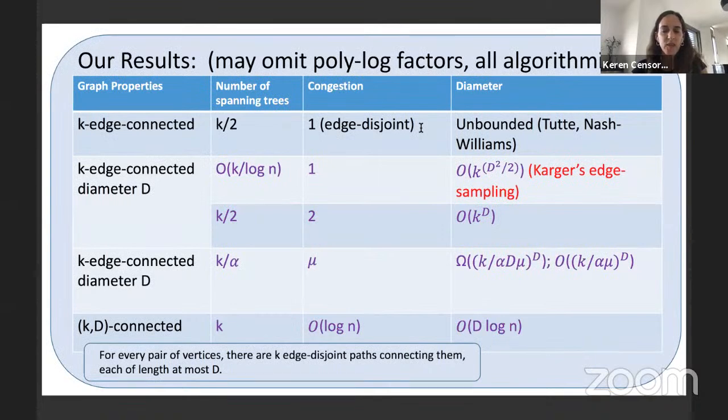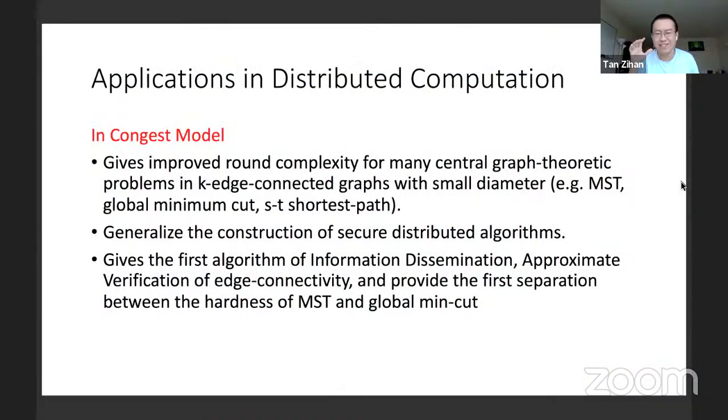Can you say something about this separation between MST and min cut? So yeah, the result is a little bit detailed. You can probably look at our paper in the application section. Basically, there's a separation between the round complexity. We provide a round complexity for both problems, and a lower bound on one of them, which separates it from the other round complexity.